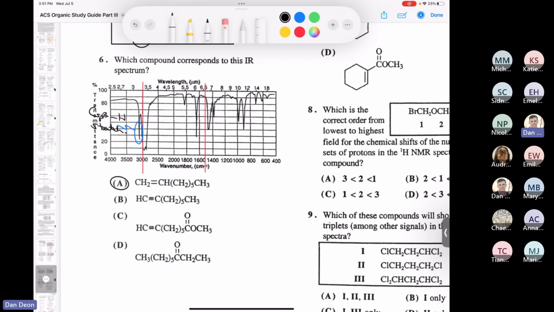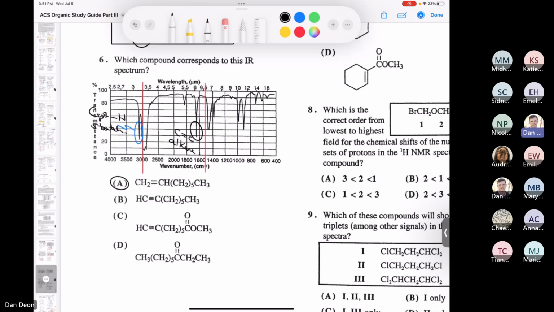All right. Also, you notice that in this one, we have a stretch here at 1630. This is the carbon-carbon double bond stretch of an alkene, not aromatic, but an alkene. All right, so the answer has to be A.